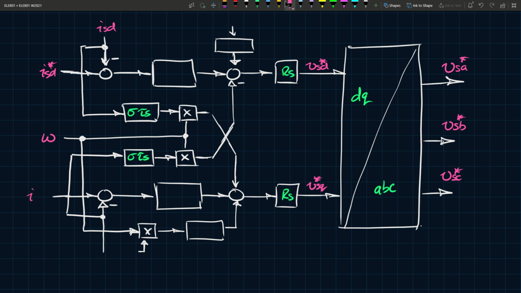And this is ISQ star, and that's subtraction there. And what's inside here? This is KIS, this is KIS. What else do we have? We have here 1 minus sigma tau s, and here we have 1 minus sigma tau s.